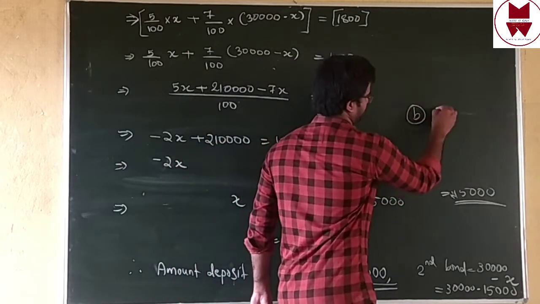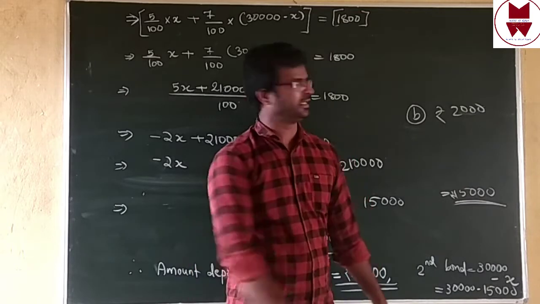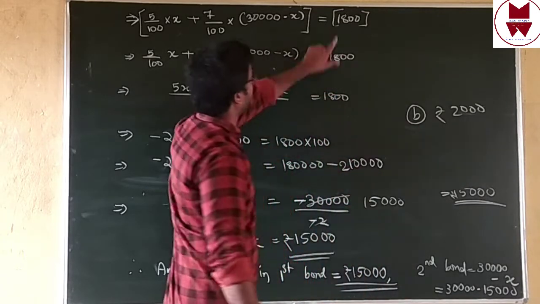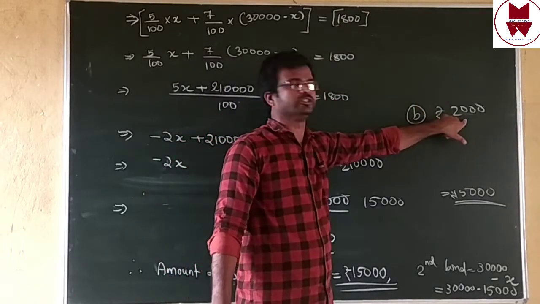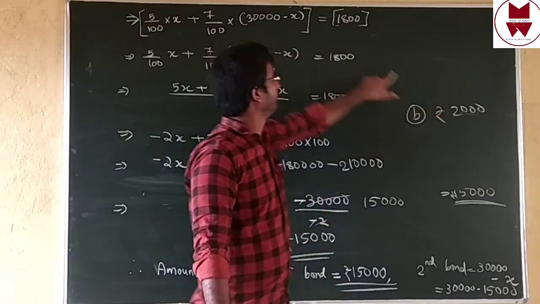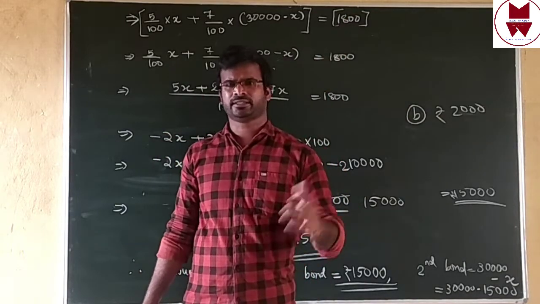Then the second part is also there, B. What is B? What do we need this time? 2,000 interest we need, isn't it? Same steps, but here, which number will we write? We will write only 2,000. In the place of 1,800, we will write 2,000. I think you can do it.